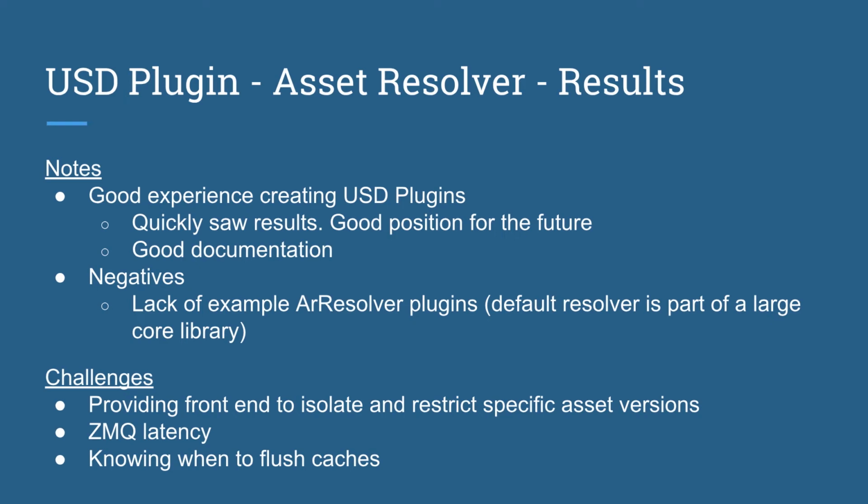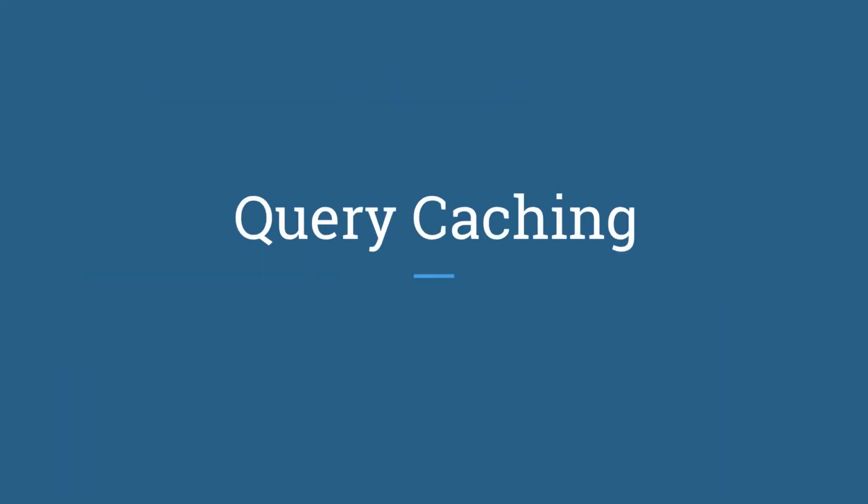On top of this, we initially had some ZMQ latency problems. A lot of these were solved when we went in and changed some of the ZMQ default settings. Specifically, the high watermark and low watermark were things which made a difference for us. And our final challenge was knowing how and when to flush caches, which brings us on to our final topic, query caching.